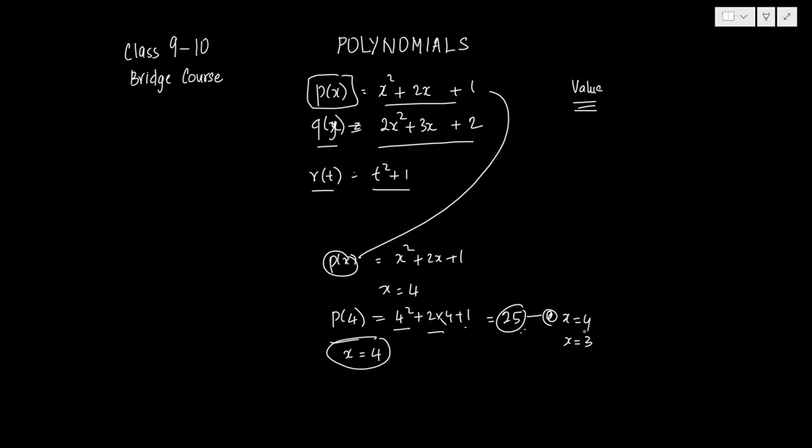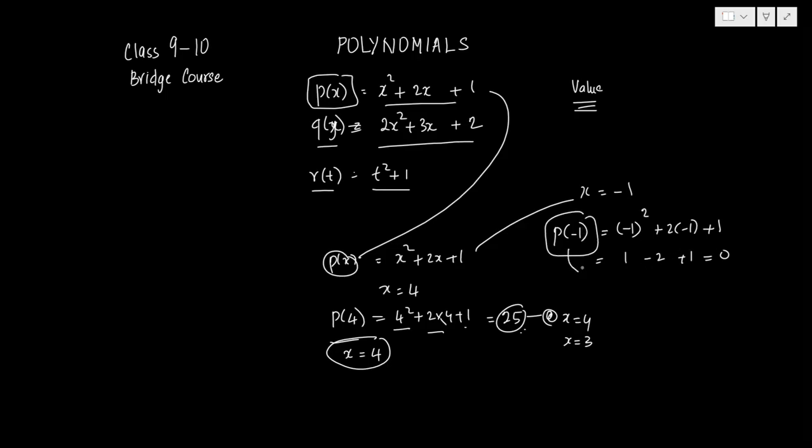Now, something very important. I take this polynomial and substitute x is equal to minus 1. It will be called P of minus 1, and what is that? Minus 1 squared plus 2 into minus 1 plus 1. This is 1, this is minus 2, this is 1, and it equals 0. So when you substitute a value of x and the value of that polynomial becomes 0, then x is called the 0 of the polynomial.